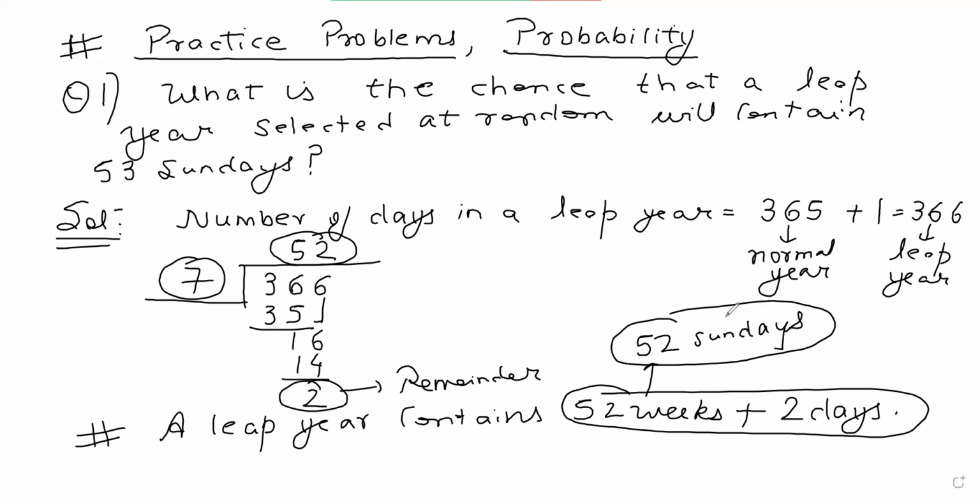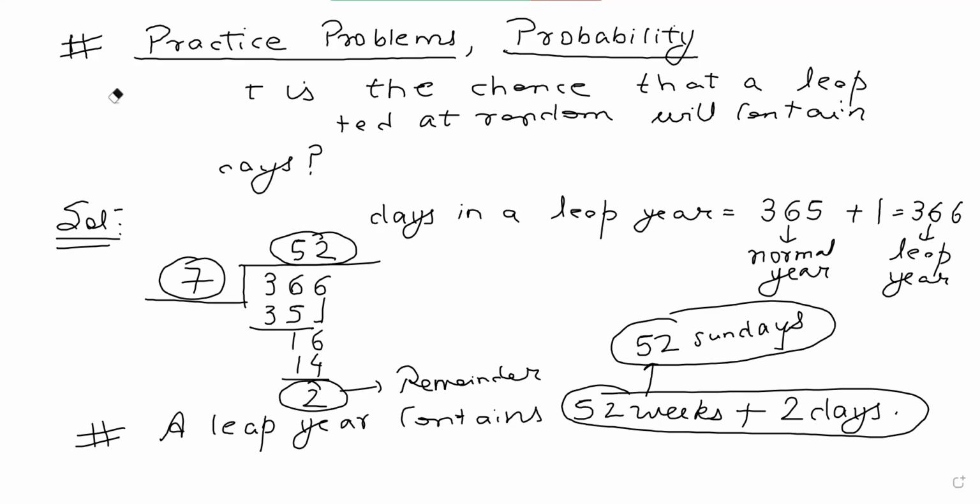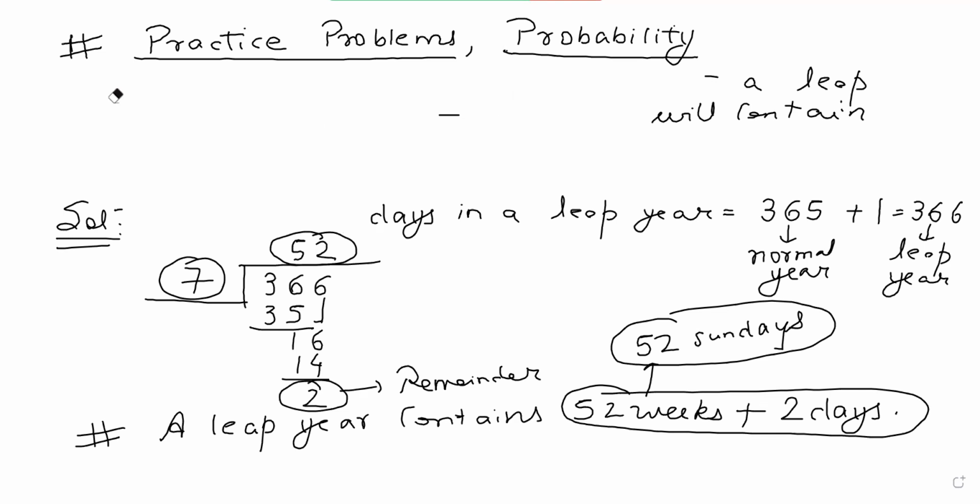I need to check out what is the probability that a leap year is going to contain 53 Sundays. That means 52 Sundays will be for sure. Any year will contain 52 Sundays for sure. We are left with 2 days. Now, what are these 2 days? What are the possibilities we have? If I erase this part off, I'm erasing the question. I hope students have written down the question as well.